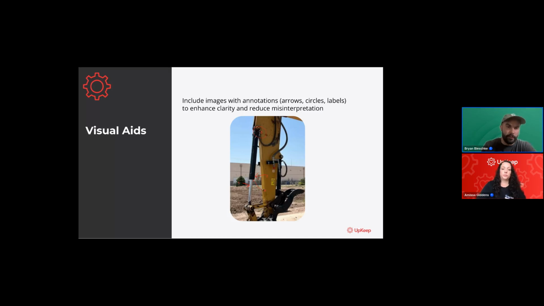Some things we don't do every day. So having visual aids in your work instructions or your task is super, super valuable. It helps bridge a tremendous amount of experience gaps, okay? We want to have arrows, circles, labels. We want to enhance clarity and reduce misinterpretation, right? And then on the next page, we'll talk about why this matters.